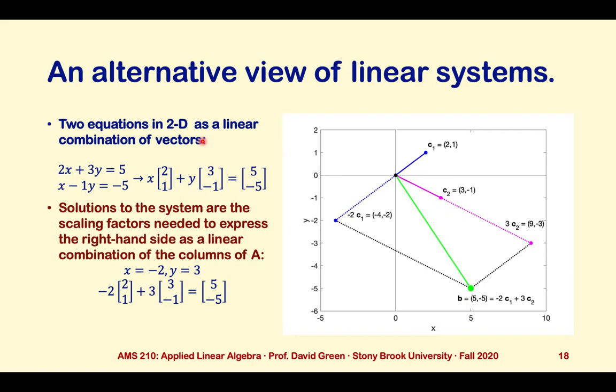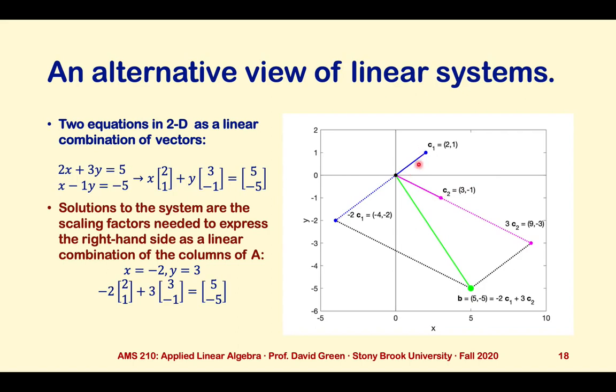Let's think a little bit about what this means geometrically. So let's take exactly this same example and see what we really mean by this. Decomposing this system, writing it in this linear combination form, we are asking for a multiple of (2, 1) and a multiple of (3, -1) that when we add them together will give us (5, -5). So let's see what this means geometrically. I'm going to plot our first column, C1, (2, 1), and our second column, (3, -1), C2.